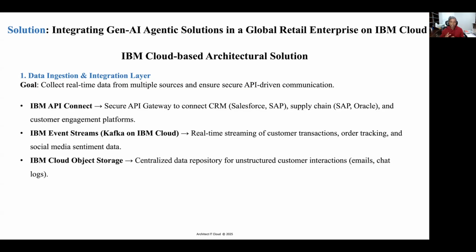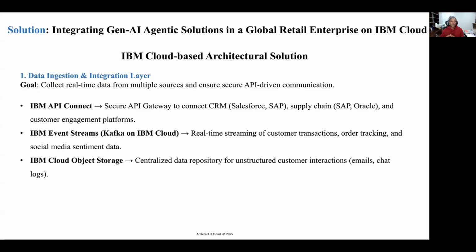And first thing is API Connect. IBM API Connect is a service available in the IBM cloud. You can leverage this service to host your API, create the API, and manage the API, publish the API to the users in a secure way. It uses an API gateway to connect to the CRM applications and also supply chain applications, as this particular organization already has these types of legacy applications running.